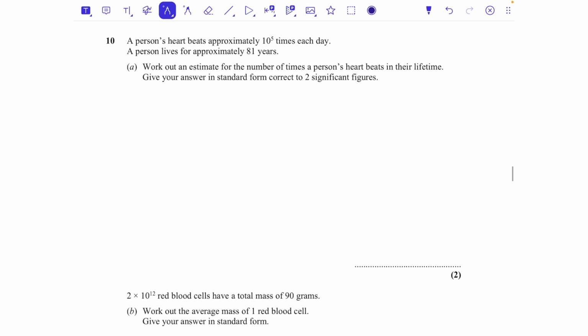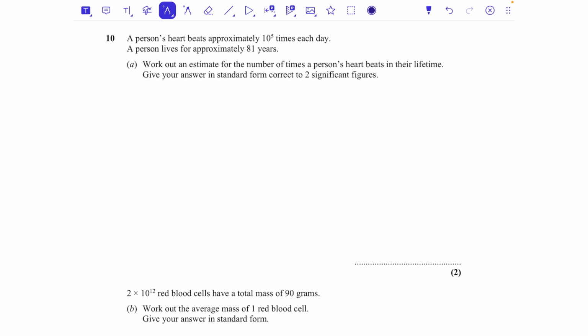Question number 10. A person's heart beats approximately 10 to the power of 5 times each day. A person lives for approximately 81 years. Work out an estimate for the number of times a person's heart beats in their lifetime. Give your answer in standard form, correct to 2 significant figures. So this is an estimate because we don't know how long that person's going to live, but we're roughly working it out based on an average lifetime of 81 years.